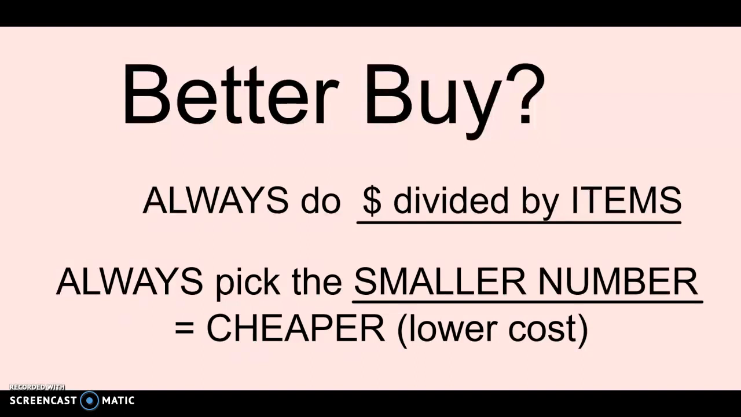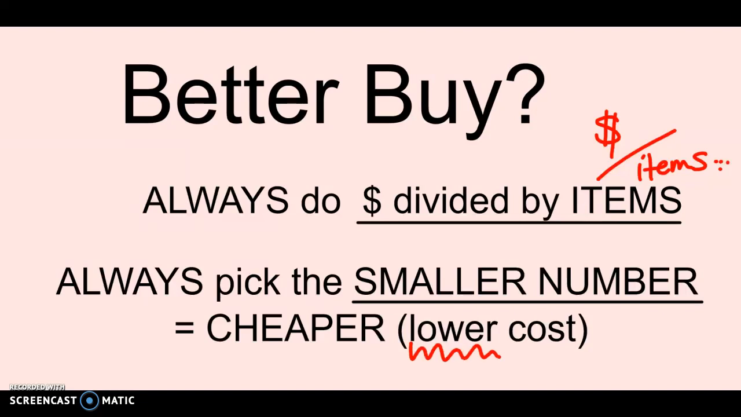When you're finding a better buy, there's two things that you need to make sure you always do. First one, and you're going to fill these blanks in: always do money divided by the items. Always do money on top divided by items, whatever you're buying. Ounces, pounds, cans, boxes, whatever. But money on top. And the second thing, make sure you always pick the smaller number, the one that's cheaper, the one that's a lower cost.